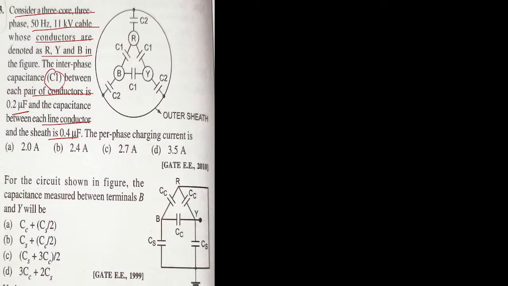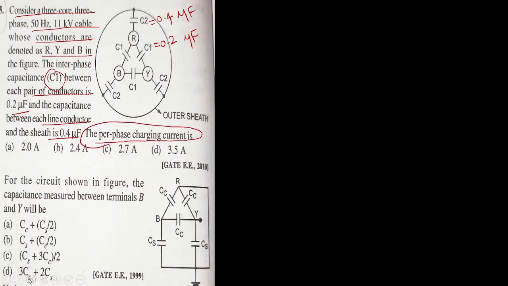Clearly given. அதே மாதிரி என்ன பண்ணிருக்காங்க next between the capacitor between the line and the sheath, that is external, sheath ஓட வேல்யூ எவ்வளவு கொடுத்திருக்காங்க 0.4. So this is given as 0.4, this is given as 0.2 microfarad, clearly given. Next the question is, then the per phase charging current is what?